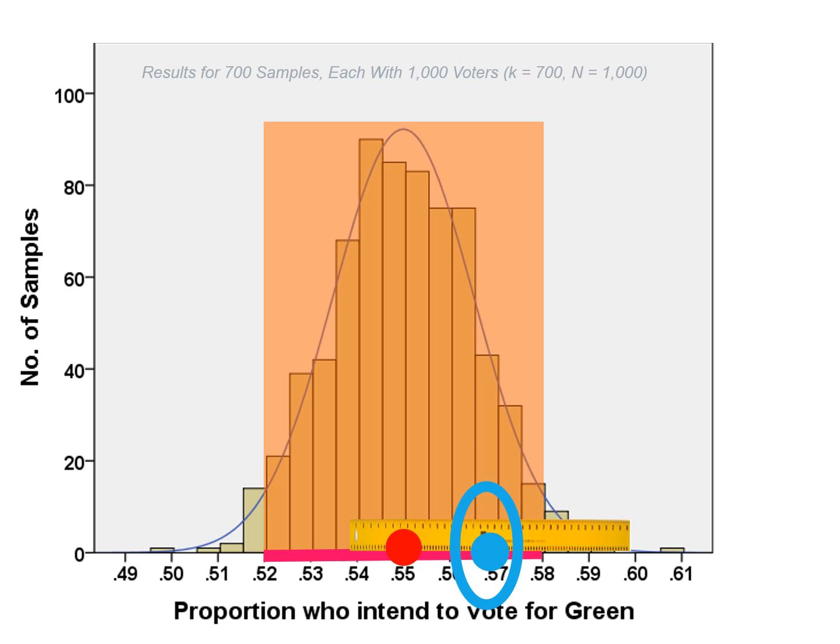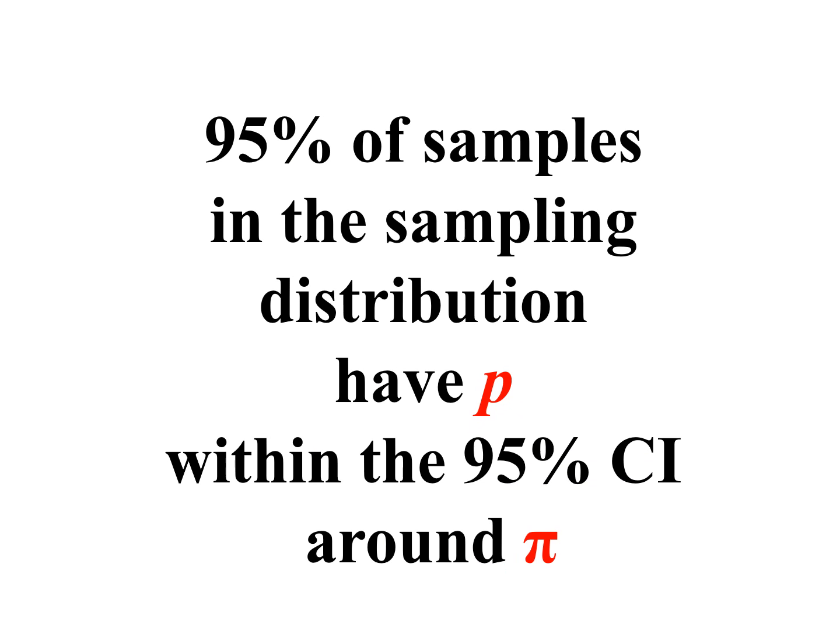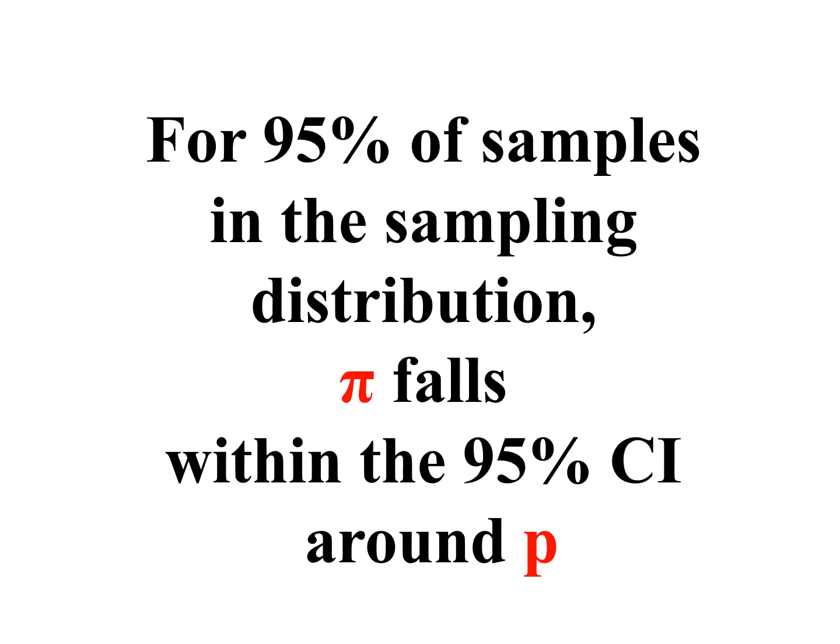Now, as the pink rectangle on this graph shows, 95% of the samples have a value of p between 0.52 and 0.58. That is, 95% of the samples have a value of p that falls within the confidence interval around pi. For these samples, pi falls within the 95% confidence interval around p. This is the logic that justifies Joanna P. Pollster and other pollsters calculating a confidence interval for p around pi.